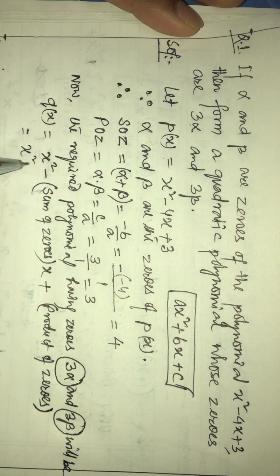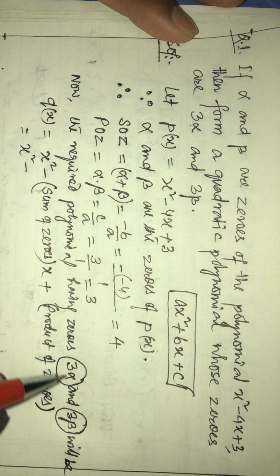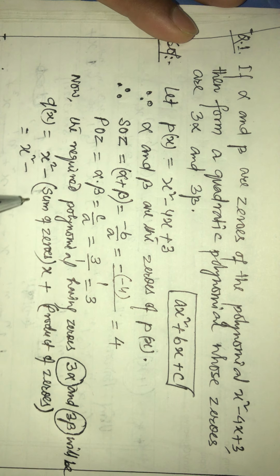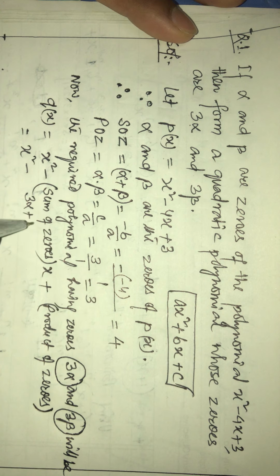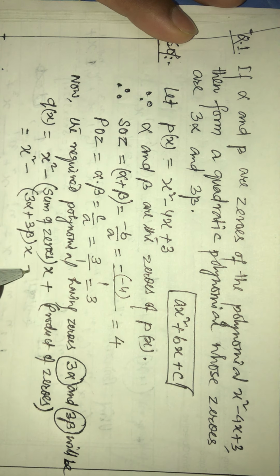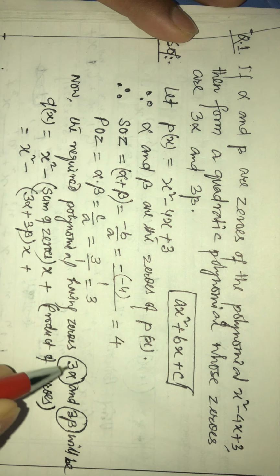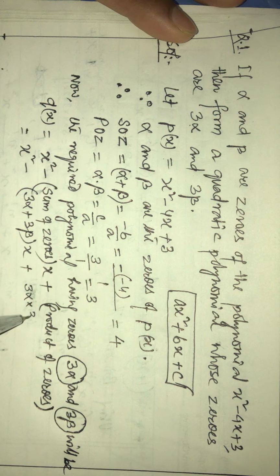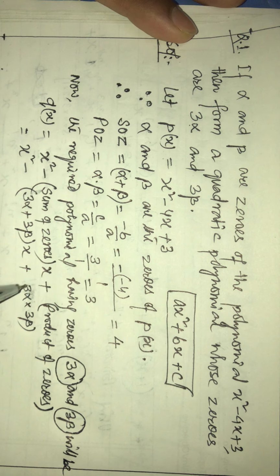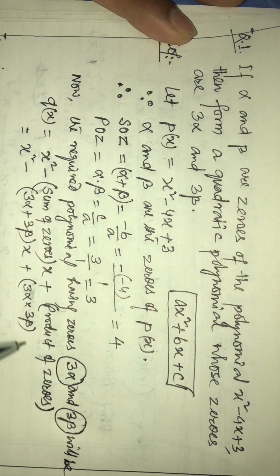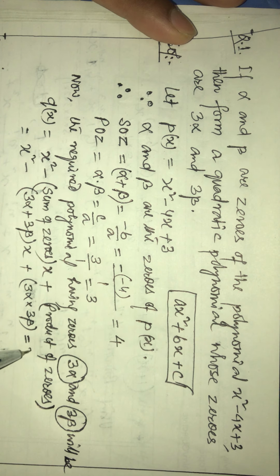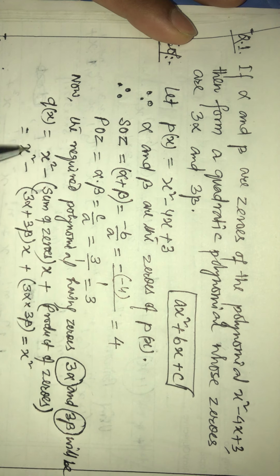So x square, sum of zeros means we need to add these two, because these are the zeros. So 3 alpha plus 3 beta. Okay, x plus product of zeros, so just multiply 3 alpha into 3 beta. Right, now if I write here only just x square, this one x square.